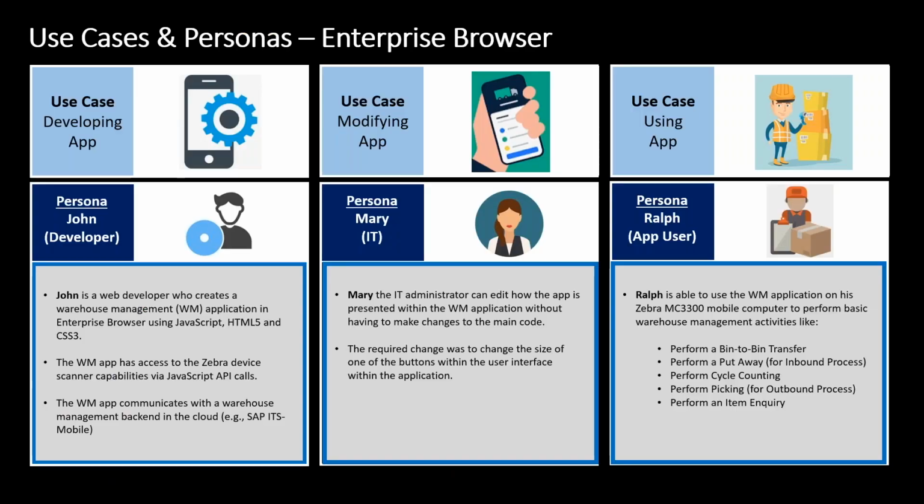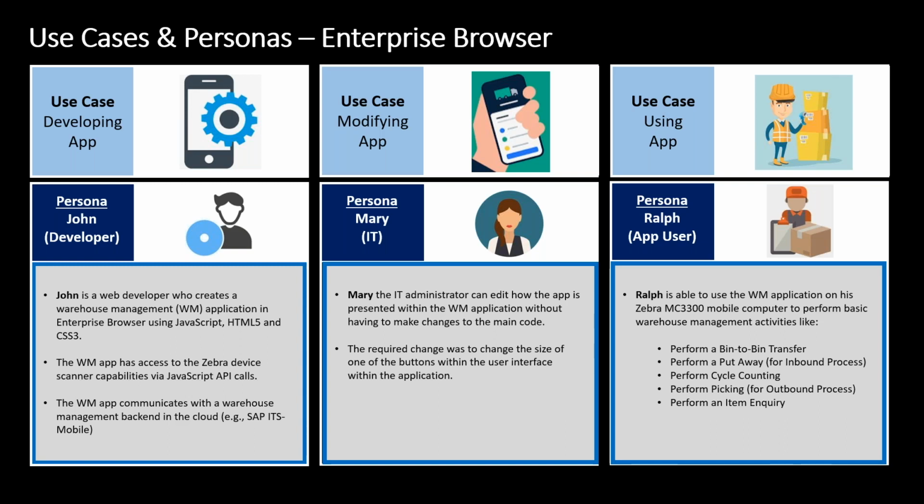And so we have multiple personas that can interface with the EB. So what I did, just look at a typical example, right? This is one in many. Starting on the left side, we see John here, who's a web developer. He creates a front-end warehouse management app in HTML5. Right? That resides within an enterprise browser, and that leverages the scanning engine on the Zebra mobile computer.